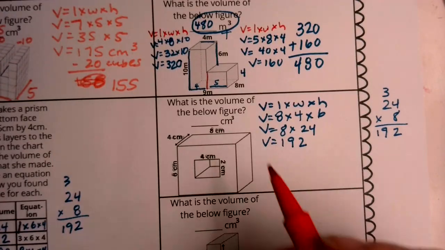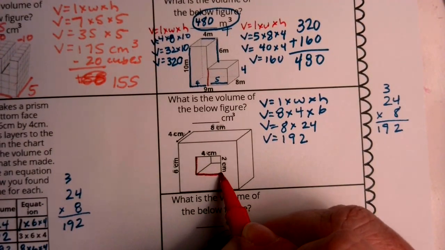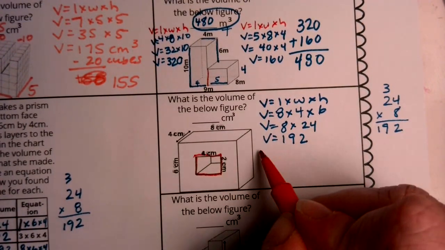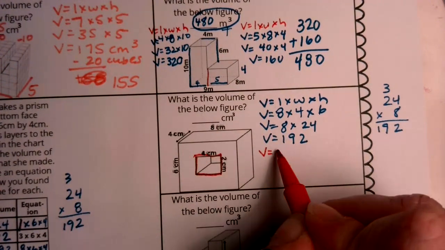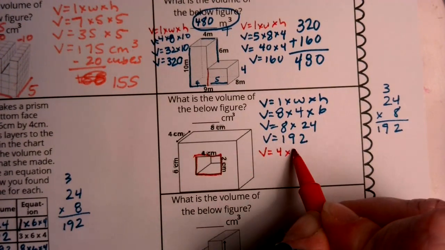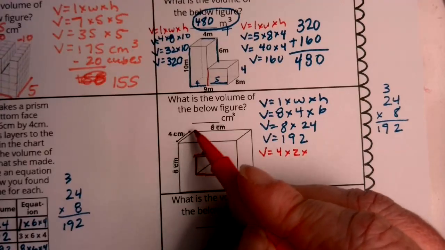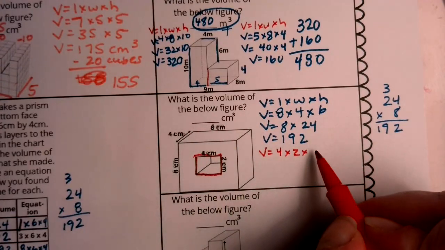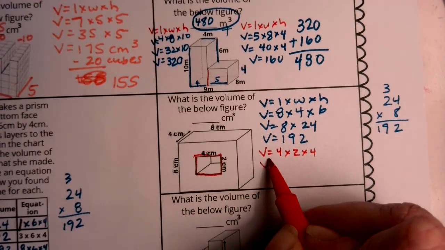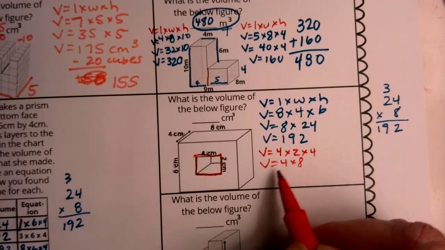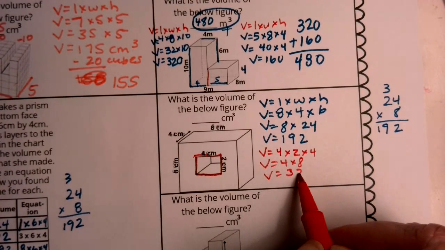So now I'm going to think about this particular prism that is right here. This particular prism has a length of 4 and it has a height of 2, and the width would be the same. Well, the width here is 4, right? So really, this is like 4 times 8, which is 32.